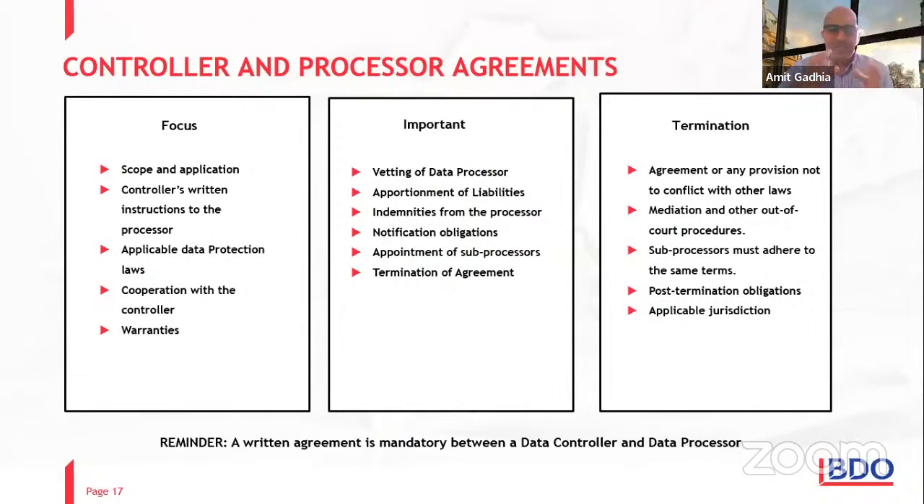So you have to ensure that the scope, the definitions and the application of the processing of personal data are very, very accurate, okay? Secondly, the controller's written instructions. These instructions are not necessarily just in the body of the agreement.